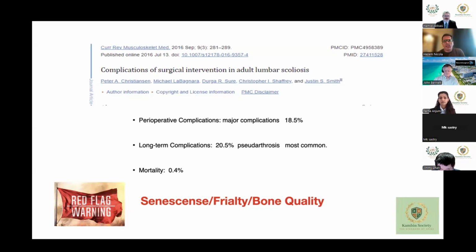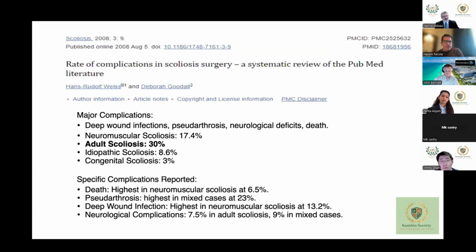You see there are many articles talking about complications in surgical intervention for adult scoliosis. You see the high rates of complication. You have to look at this patient population, maybe high morbidity patients, senescence, frailty, and bone quality is very important to take care of in this kind of patient. There is another publication that I like to highlight because it separates the complications between the diagnoses: neuromuscular scoliosis, adult scoliosis, or idiopathic. You see that the highest rate of complication is always in adult scoliosis.